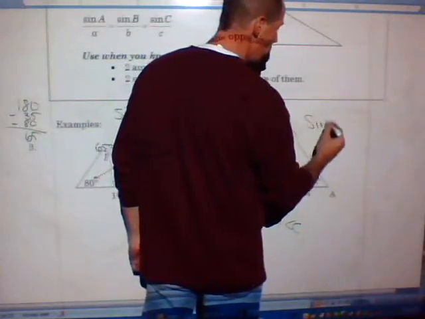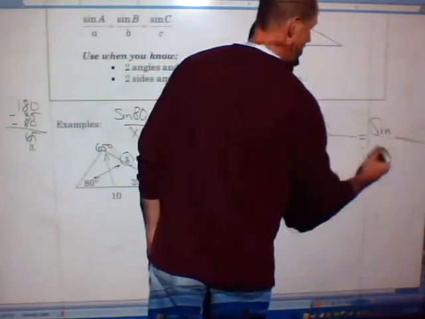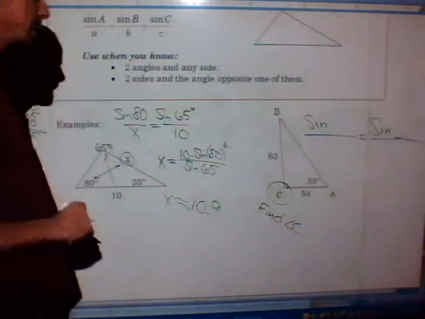If I don't have enough information, then I go to the law of cosines. I try to avoid memorizing when to use what. I just try the law of sines. If I have enough information, I'm all set. If I don't, then I try to use the law of cosines instead.